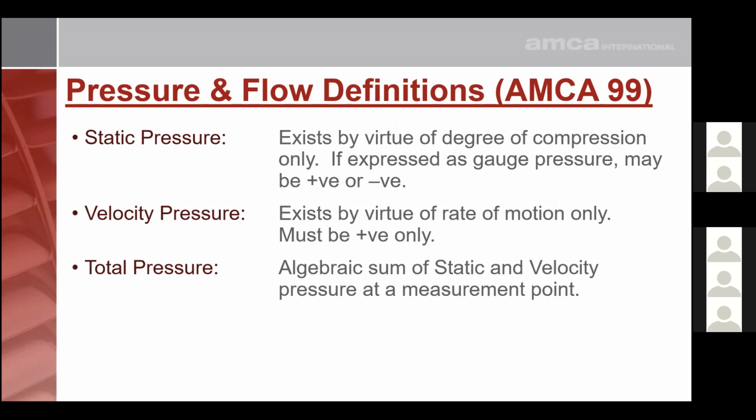It worked earlier. Static pressure is a pressure that exists by degree of compression only, and it can be expressed as a gauge pressure, and it can be positive or negative. Think of a balloon and the pressure that keeps the balloon inflated. That would be a static pressure. Velocity pressure exists by virtue of rate of motion. So again, just picture your arm out the window of a moving vehicle, and that force on your arm is essentially a form of velocity pressure. And then the total pressure is the algebraic sum of the two at a point of measurement.